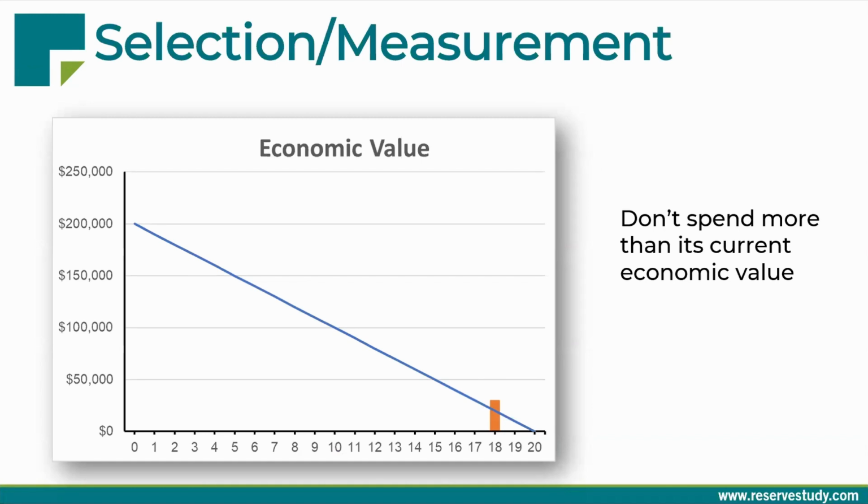We've got a proposal for a $30,000 roof repair in the 18th year. Now, in the 18th year, that's 9/10 of the way deteriorated. 9/10 of $200,000 is $180,000. So we're talking just $20,000 left. The idea is you shouldn't spend more than $20,000 at this point in time near the end of the roof life. You don't want to spend over its straight line economic value.